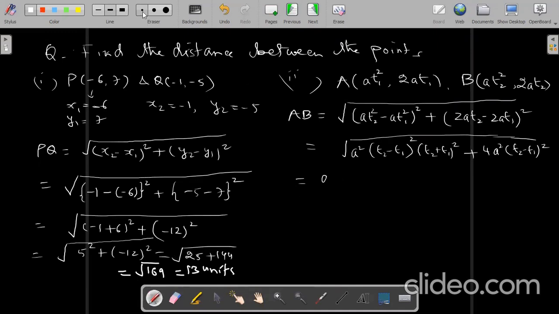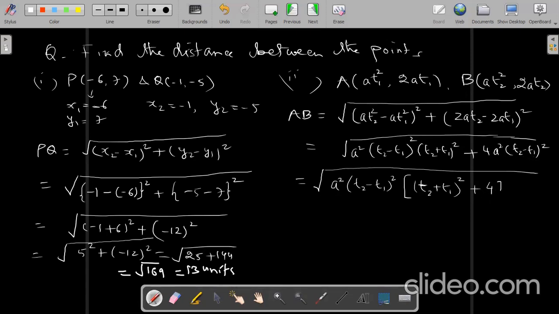This is coming common. Inside the square root, if you take it out common, here you see in these two terms a square and t2 minus t1 whole square, this is common. You will take it out common. You are left in the second bracket with t2 plus t1 whole square plus, since a square and t2 minus t1 whole square are taken common, only 4 is left here.